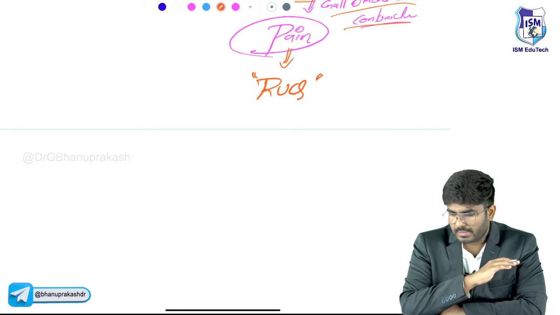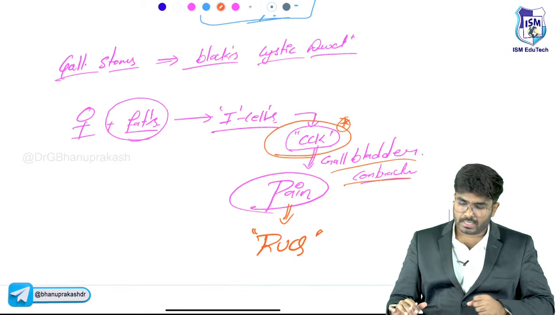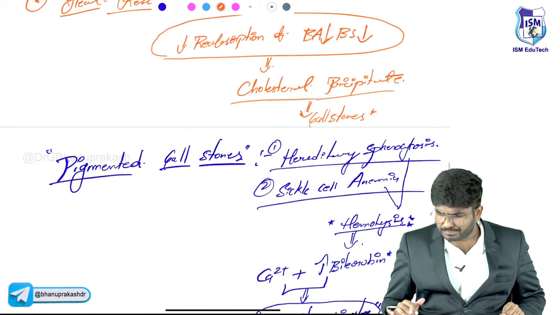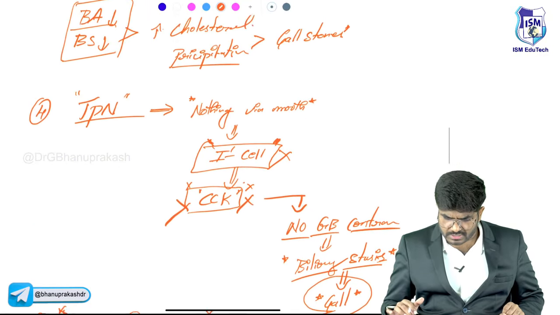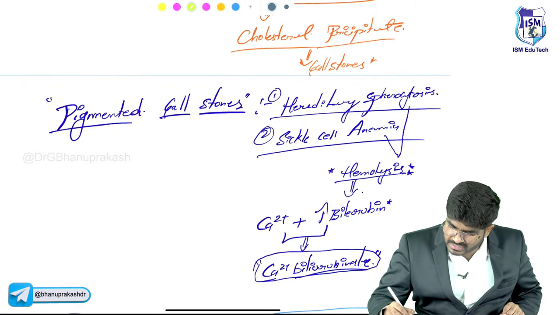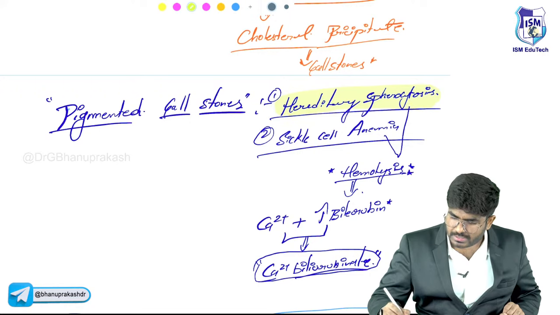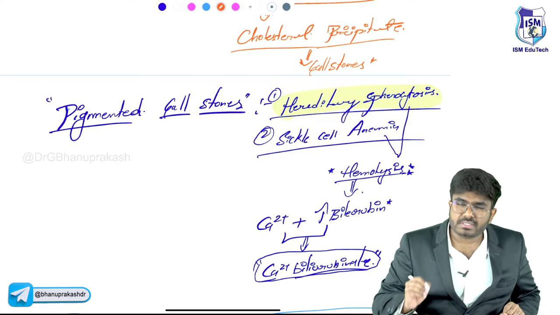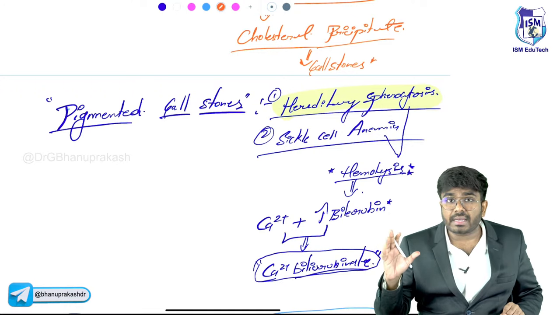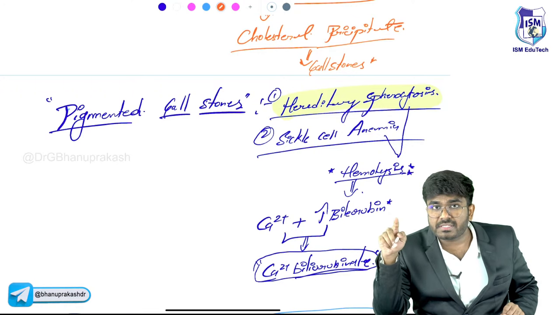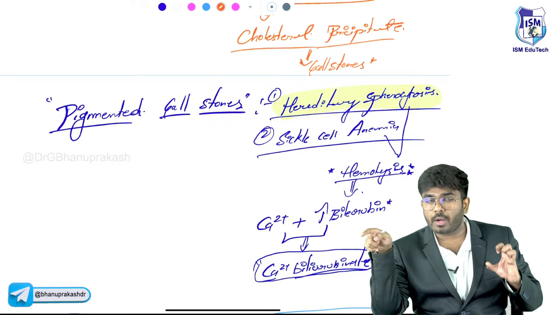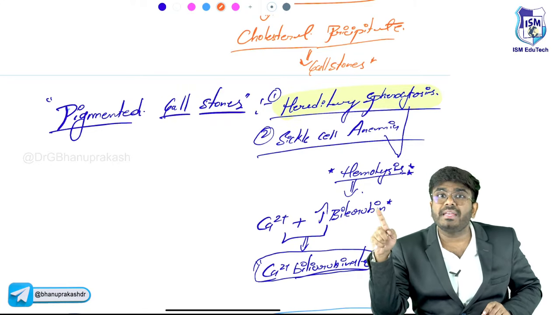Next, what else are the important points that you should know for your exams? I have explained pigmented gallstones and normal cholesterol gallstones. Let me add one more point which was asked in the exam. Hereditary spherocytosis. Can you tell me what is hereditary spherocytosis? In this condition, the RBCs are getting destroyed in the spleen. The problem is in the spleen, sir. Unnecessarily, the RBCs are getting destroyed in the spleen.